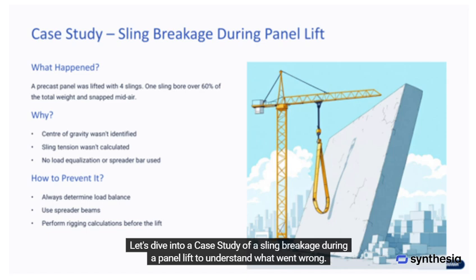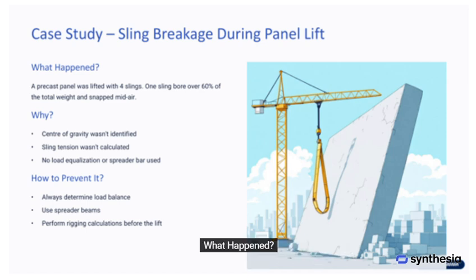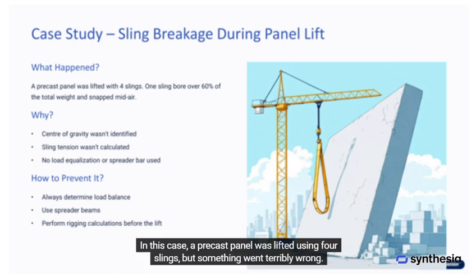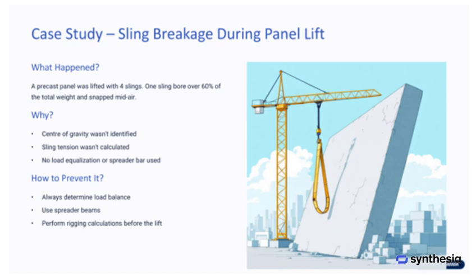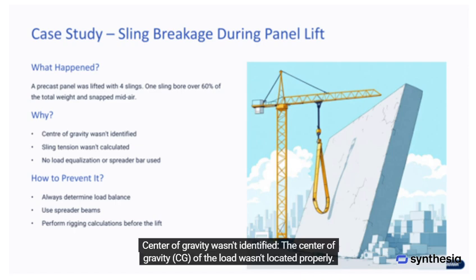Let's dive into a case study of a sling breakage during a panel lift to understand what went wrong. What happened? In this case, a precast panel was lifted using 4 slings, but something went terribly wrong. One sling ended up bearing over 60% of the total weight, and in the middle of the lift, it snapped mid-air. Why did this happen? Let's break it down.